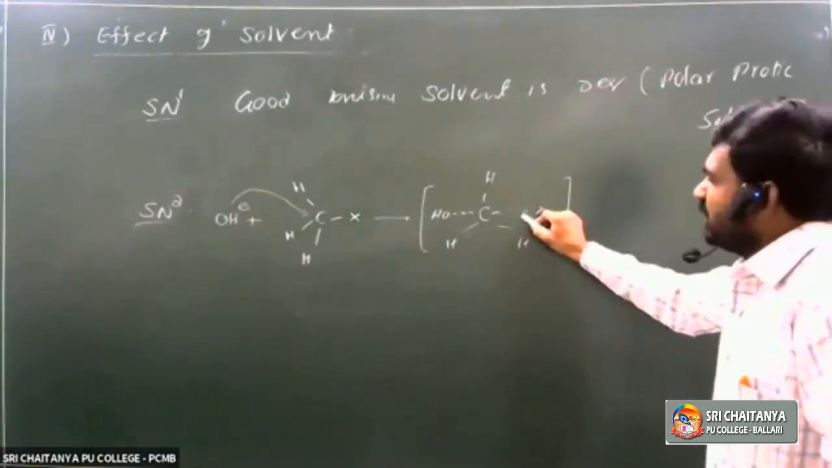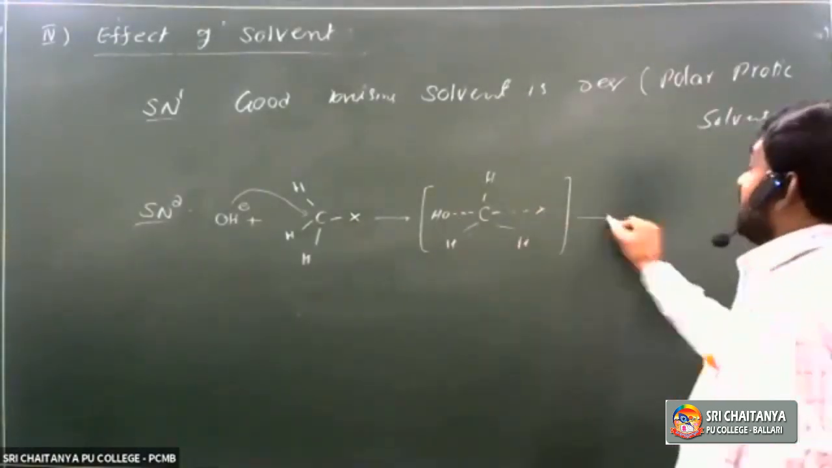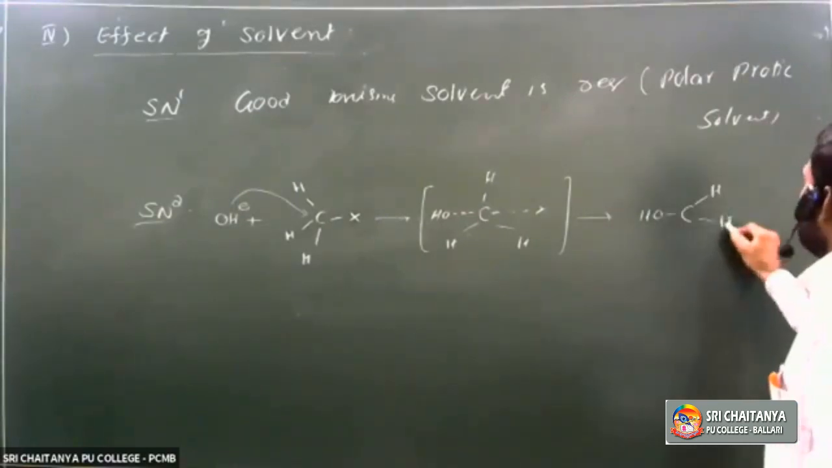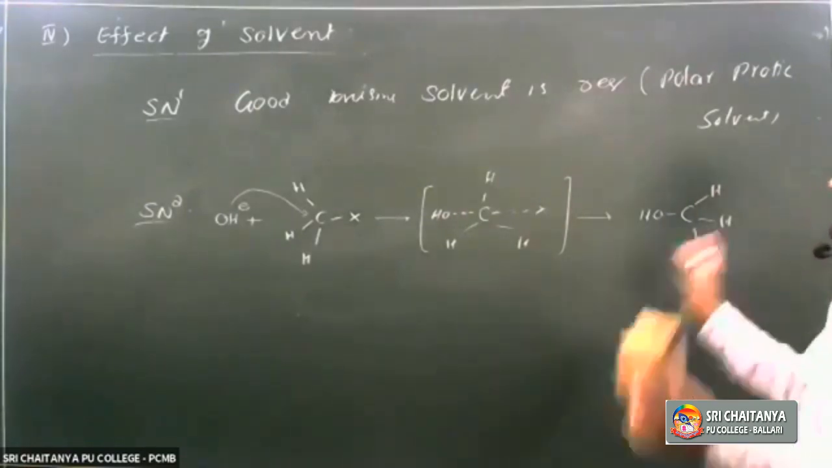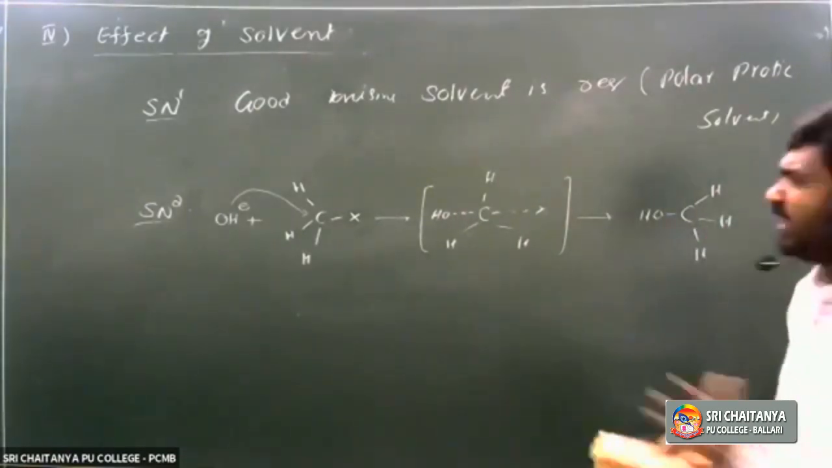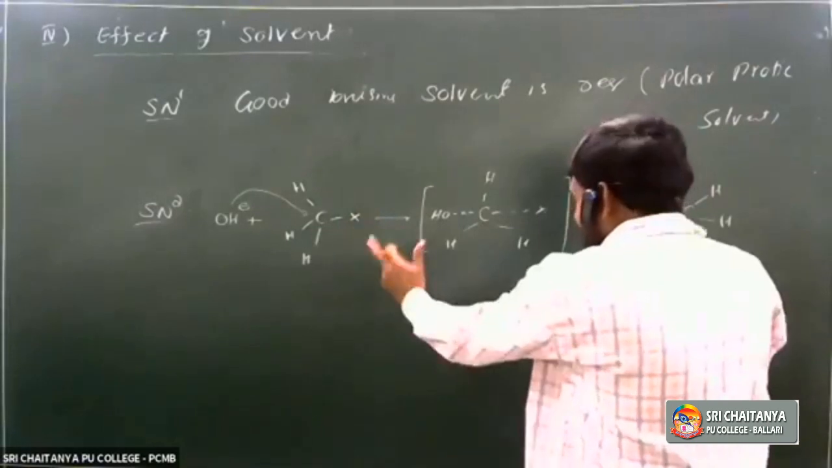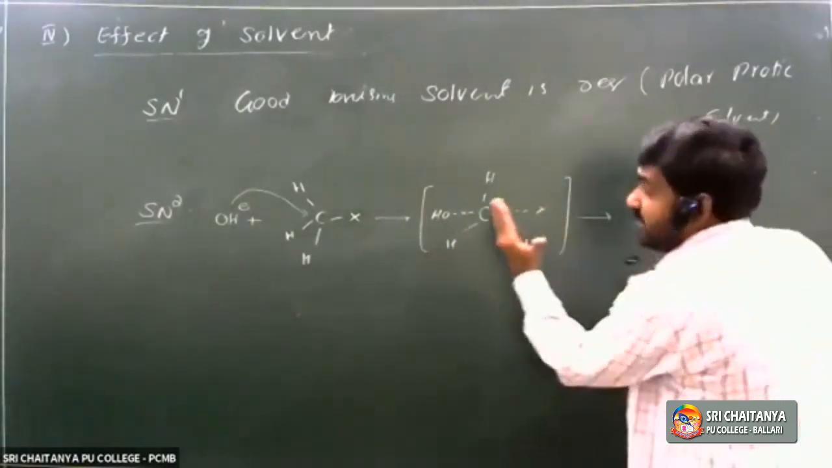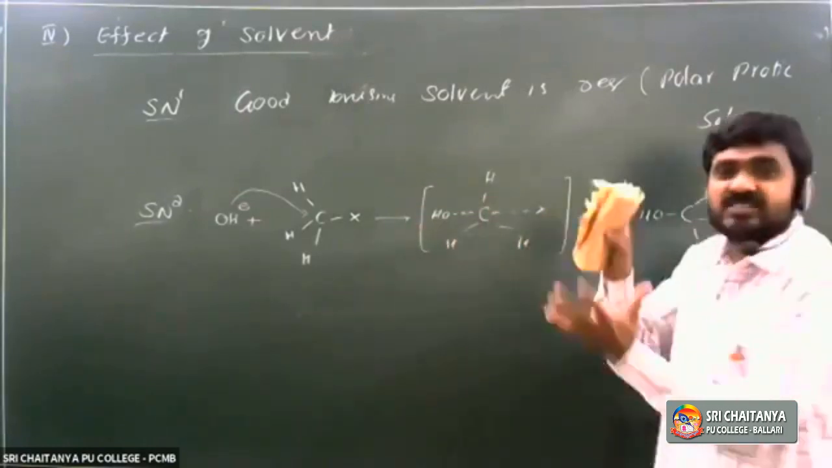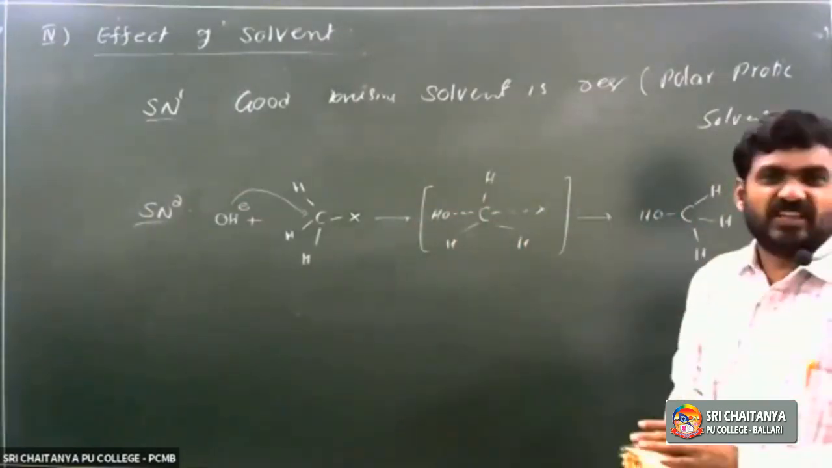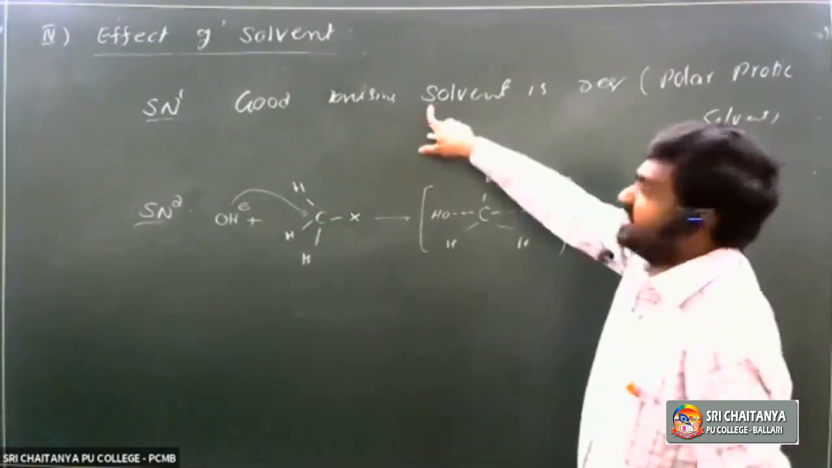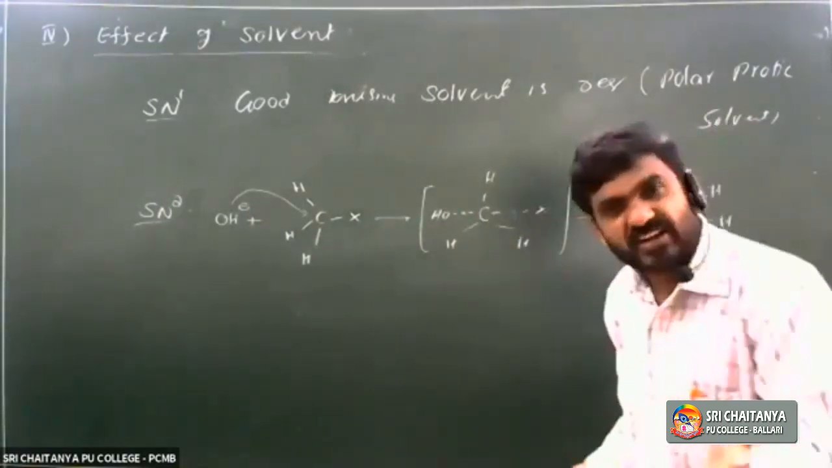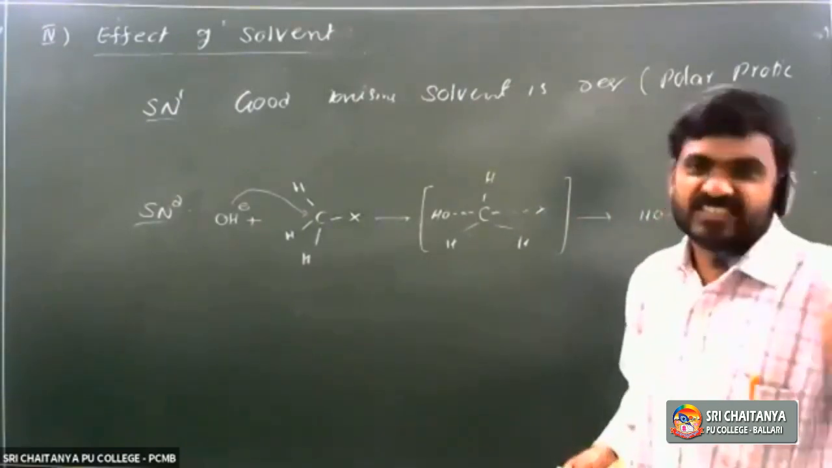So this bond is completely broken and the other is formed, so an inverted configuration is obtained in the product. The reaction takes place in a single step, so dissociation of the C-X bond and the formation of the O-H bond take place simultaneously. But in an SN1 reaction, first the C-X bond is broken and a carbocation is formed, and then the nucleophile attacks in the second step.